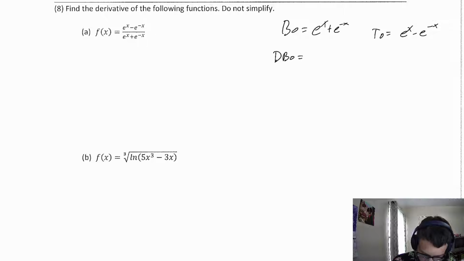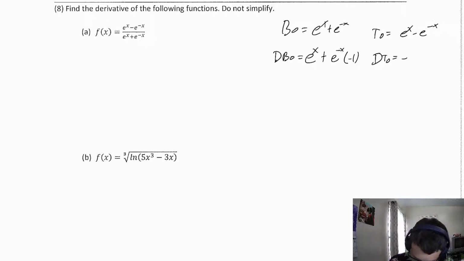So then the derivative of the bottom is, when we're trying to solve the derivative of e to the exponent things, we copy and paste e to the exponent and then multiply by the derivative of the exponent. So this first term is just e to the x, and if we multiply by the derivative of the exponent, the derivative of x is just 1. Plus, and then we copy and paste e to the minus x, and we multiply by the derivative of this exponent, which is minus 1.